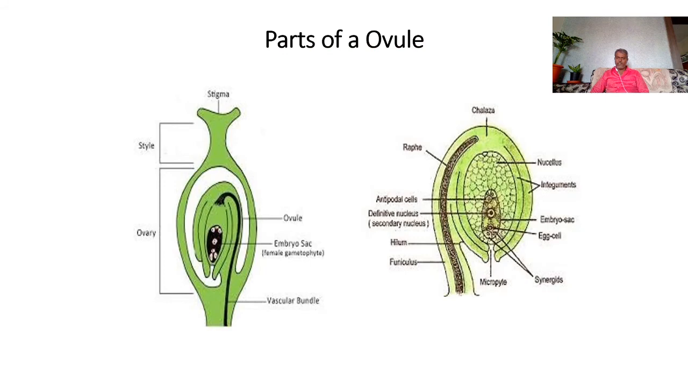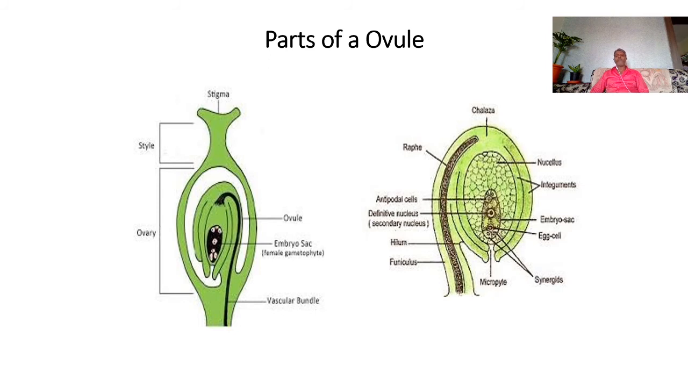Here you can see the region between these two integuments is known as micropyle. Sometimes the micropyle is formed by the outer integument alone. In such a case, the micropyle is known as exostome. In the same way, sometimes it forms from the inner integument alone. In such a case, it is known as endostome. But normally, both the integuments help form the micropyle. This is the micropyle formed by both the outer and the inner integument. Such a micropyle is known as entire micropyle.